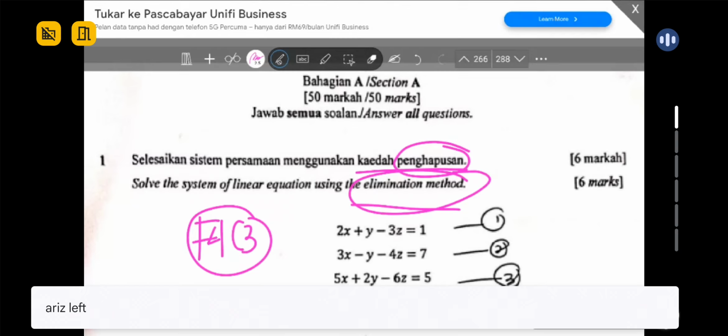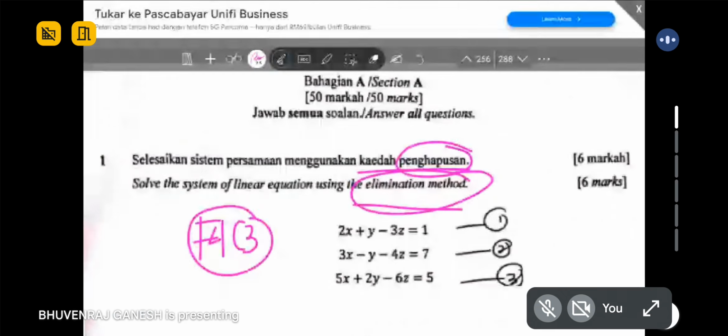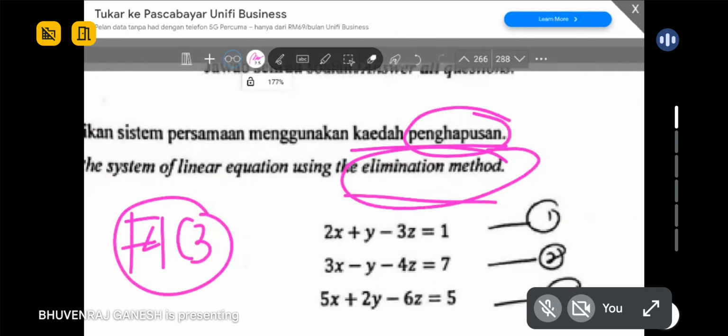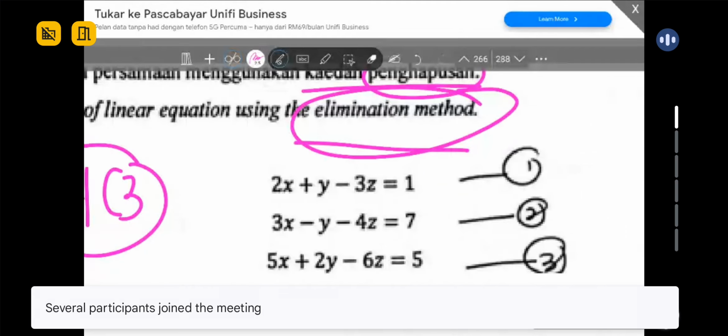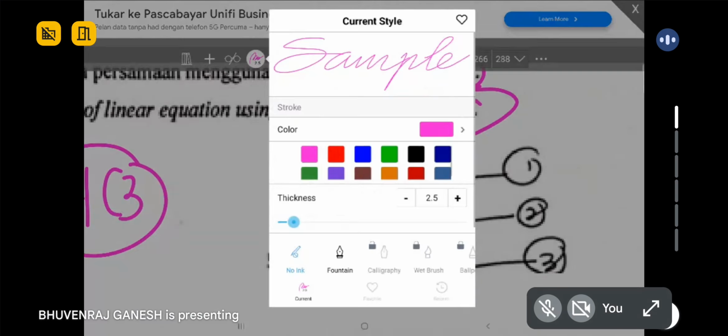So that's why it's important for you guys to master both methods. Okay, kamu kena kuasai dua-dua. Penghapusan, penggantian. Okay, you must master both. Elimination, substitution, both also you must know how to do. Okay, guys? All right. Okay, so how to do elimination here? Okay, elimination, very simple, guys. Senang. Okay, you first try to check and see, guys.